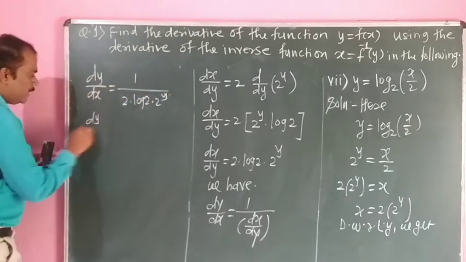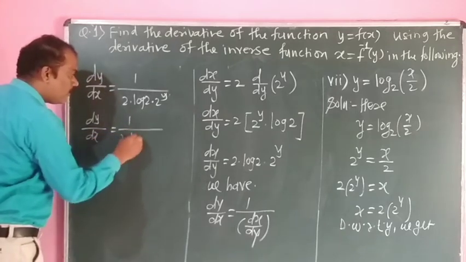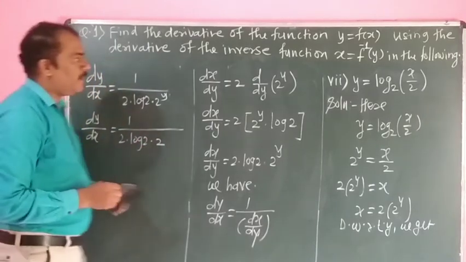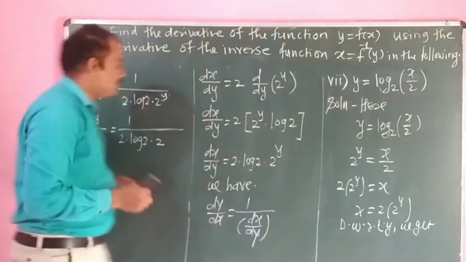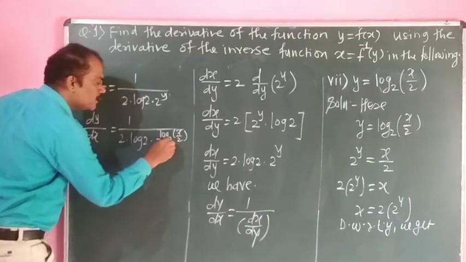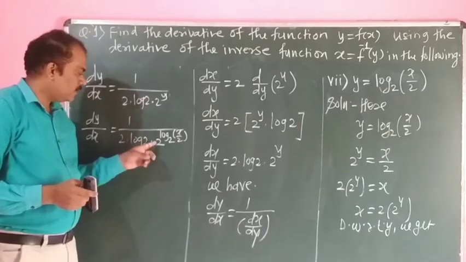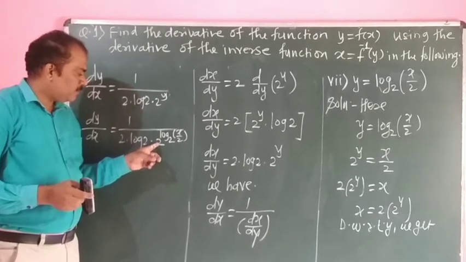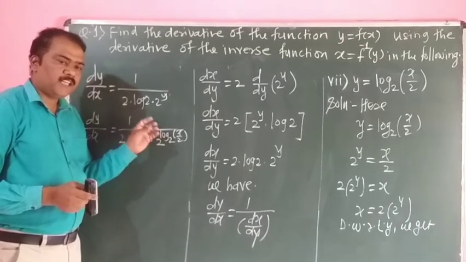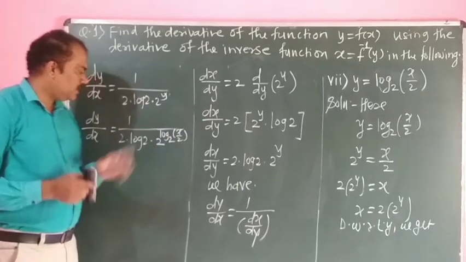That is, dy by dx is equal to 1 upon 2 into log of 2 into 2 raised to, what is the value of y? The value of y is this one, that is log of x by 2 to the base 2. Again, by using the properties of the logarithm, the base of this exponential function is 2, and the power of that exponential function is in the form of a logarithm with the base 2.